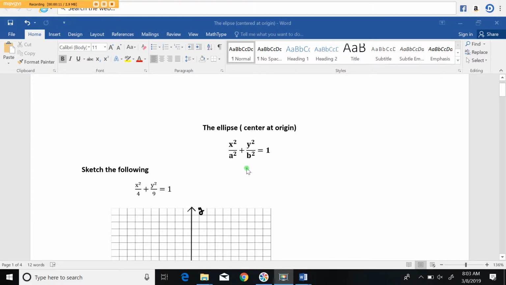So here's the standard form equation for an ellipse centered at the origin. And ellipses are, for lack of a better way to put it, just stretched out circles. In fact, a circle is a special case of an ellipse.